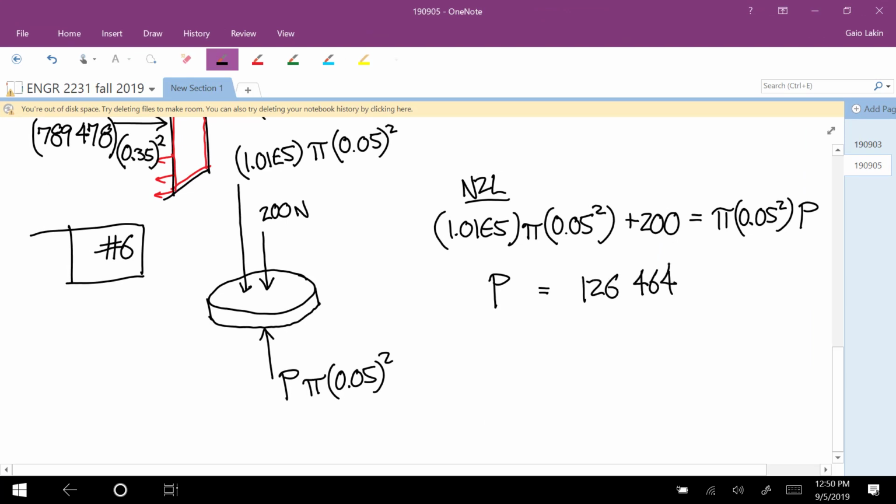126,464. Okay, so in order to support that additional force of 200 newtons, which isn't a very big force compared to these other forces, you just need the pressure of the gas to be a little bigger than atmospheric pressure. That makes sense, right? The harder you push down on this thing, it increases the pressure on the inside. If this piston was in equilibrium without that 200 newtons, it would just be exactly atmospheric pressure.